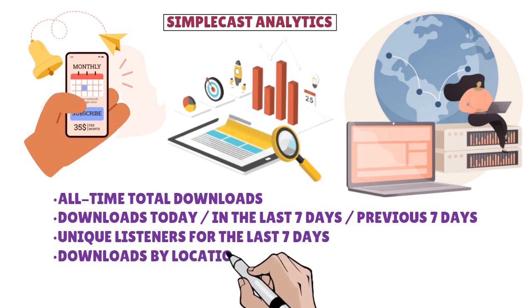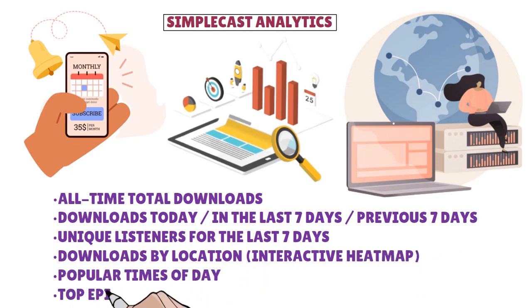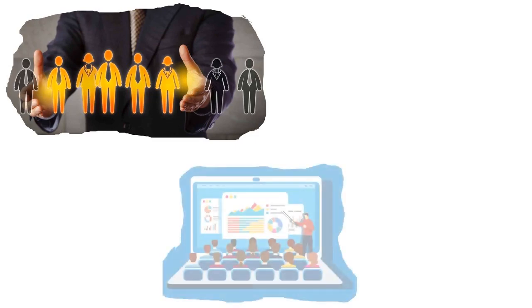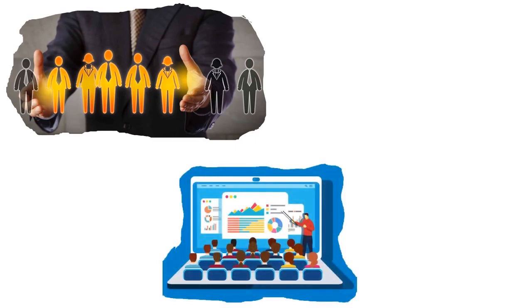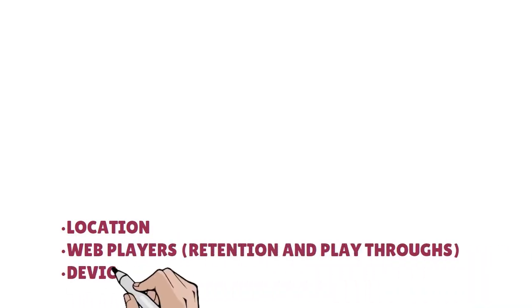You have your unique listeners for the last 7 days. You have downloads by location. You have popular times of day. You have top episodes and listening methods. So you do have a series of capabilities that allow you to know exactly what's really happening. And more detailed audience insights can be found on the audience page, which is really valuable for all kinds of subscribers, but particularly the Essential and Growth plan subscribers. So you have location, web players, device types, and you also have network type.